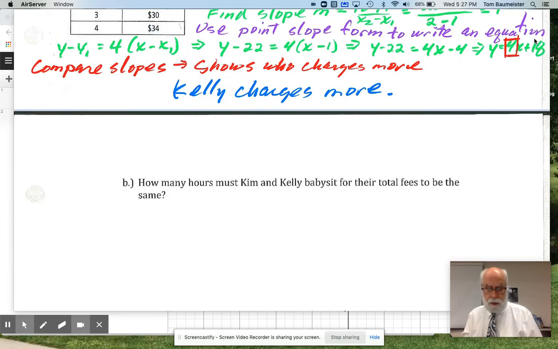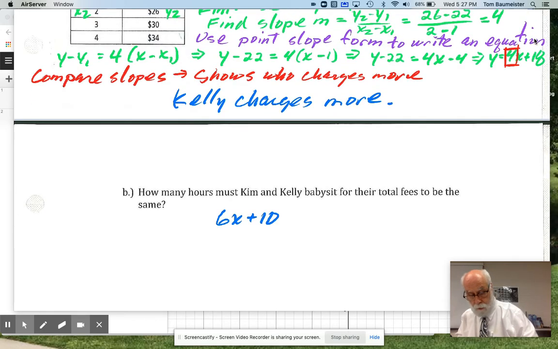All right. Then it says, how many hours must Kelly and Kim babysit for their total fees to be the same? So what does it mean to be the same, people? It means they have to be equal. So if we want them to be equal, we're going to take 6x plus 10, which was Kelly. And when they're equal, Kim is 4x plus 18. And now we're going to just solve those.